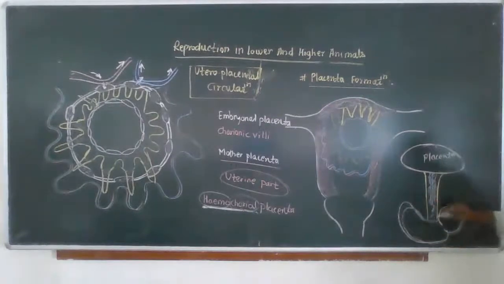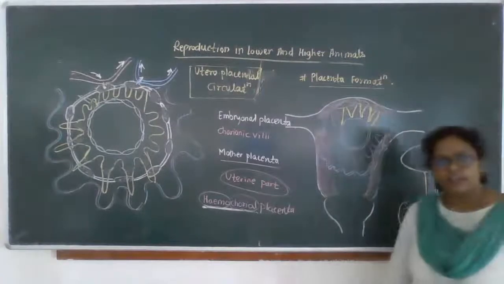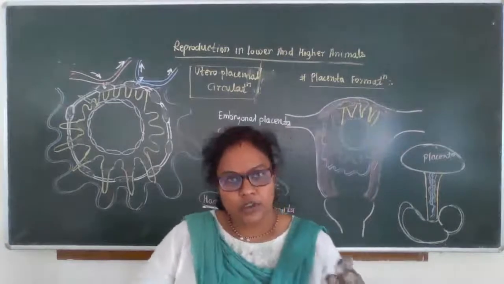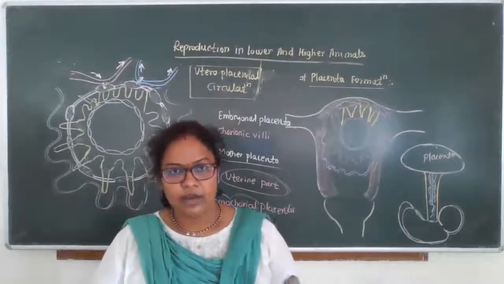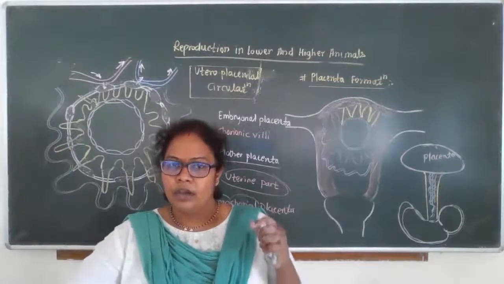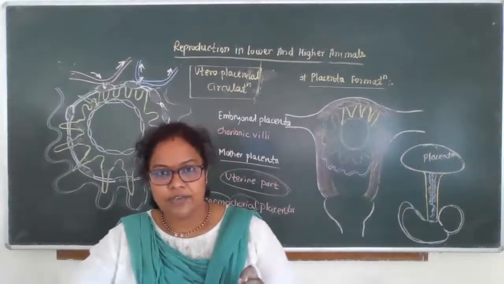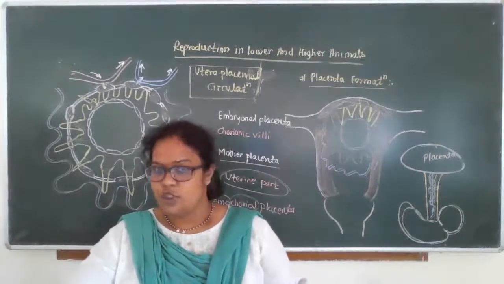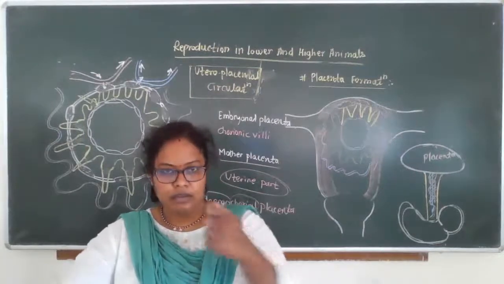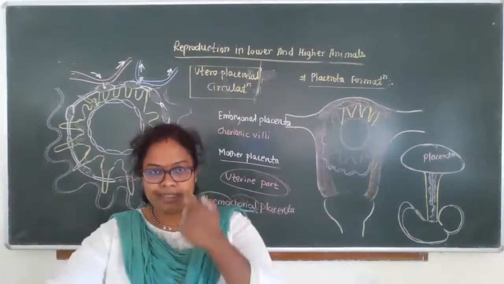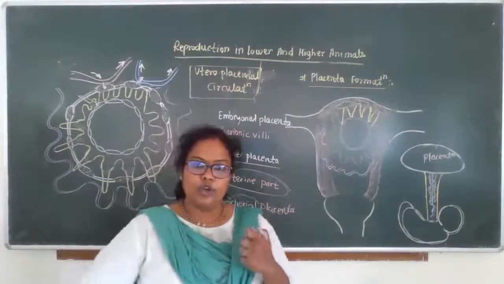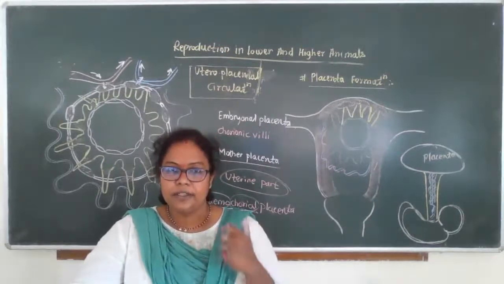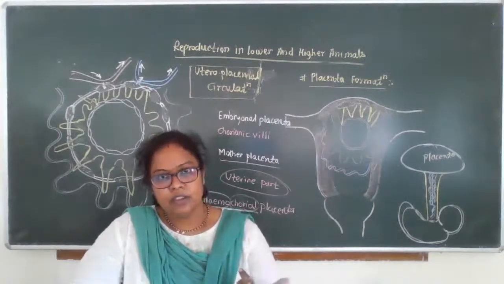As you know, the corpus luteum is responsible for progesterone formation, right? This progesterone is responsible for pregnancy bearing. But afterwards, as the placenta gets formed, the placenta tries to secrete the progesterone. The corpus luteum regresses, and then further on the placenta participates in the production of progesterone.